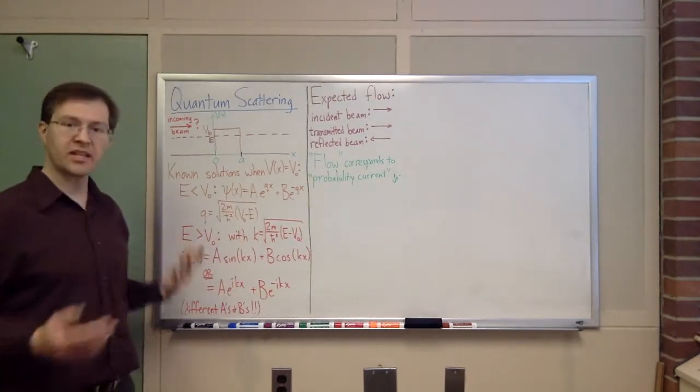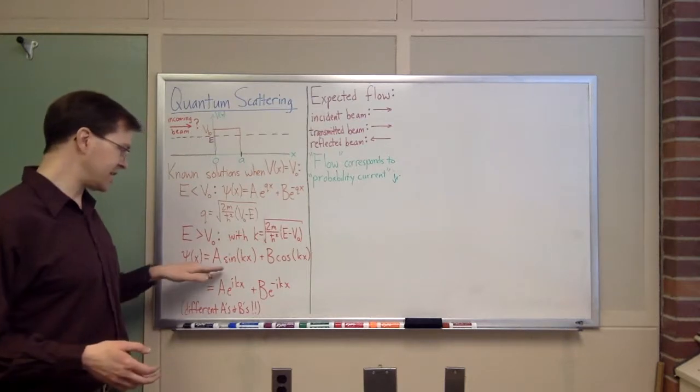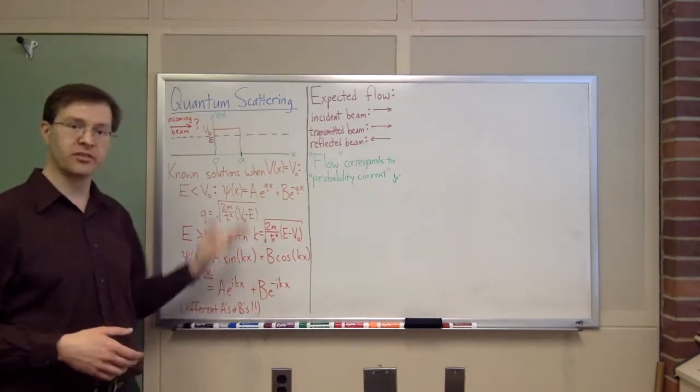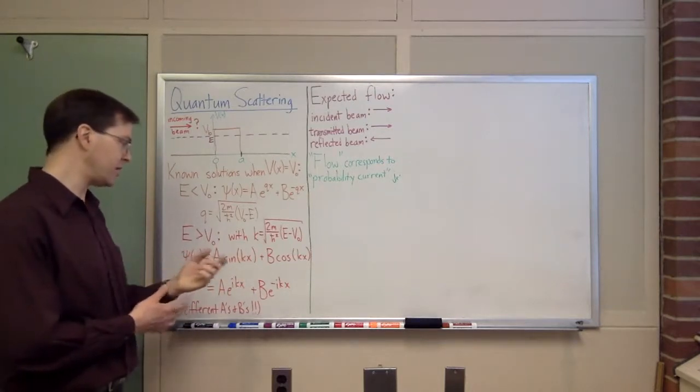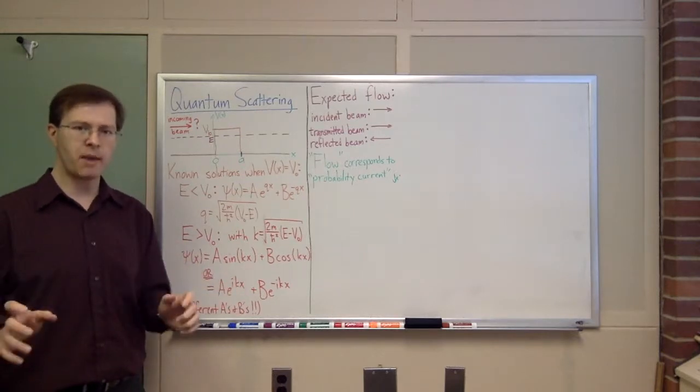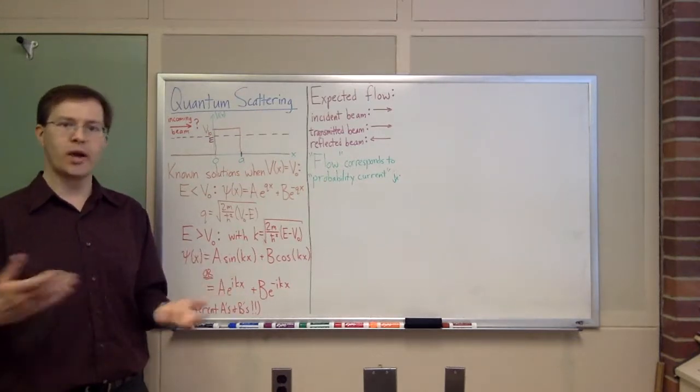And there are sinusoidal solutions. Psi of x is a sine of kx plus b cosine of kx, where a and b are complex coefficients in either of these things. It's some linear combination of sines and cosines. That's the usual way I think about it, but remember that there's another way we can write this.